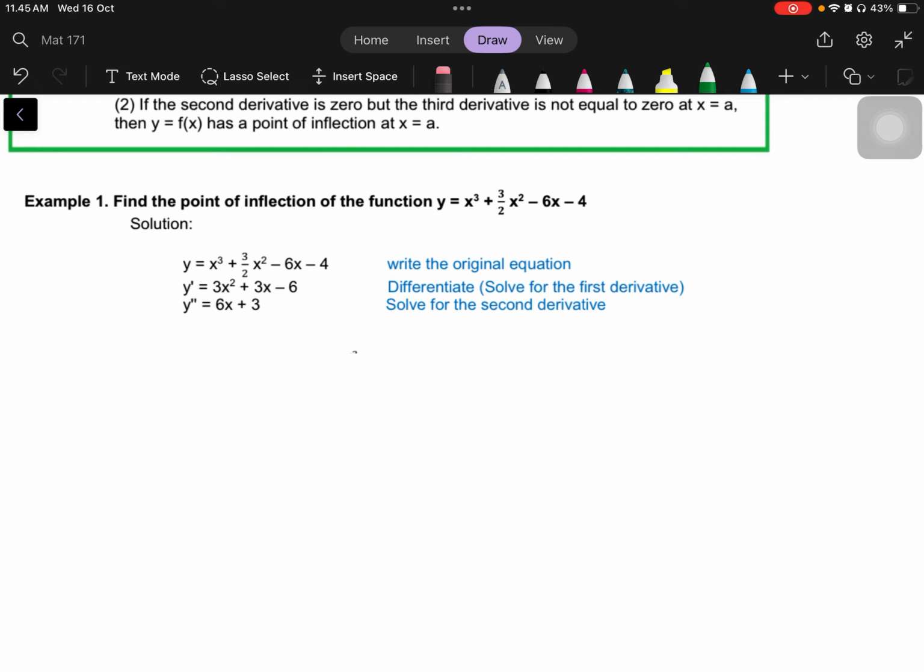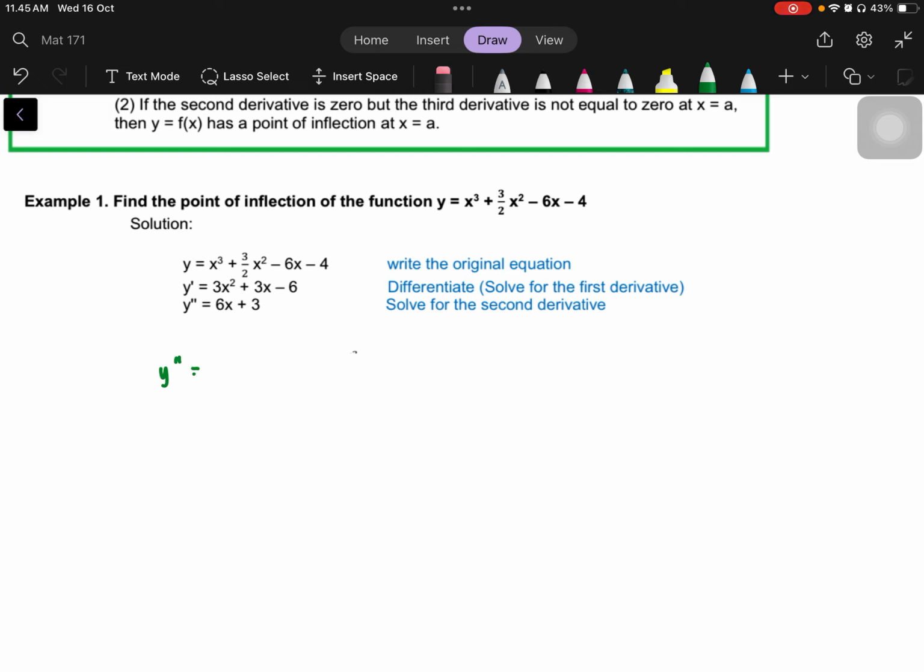Okay, so now let us use the equation natin. We have, find the point of inflection of the function y is equal to x cubed plus 3 halves x squared minus 6x minus 4. So, same pa rin. Kung papansin niyo, it is the same na ginamit natin sa example number 1. So, nakuha na natin siya actually. y is equal to x cubed plus 3 halves x squared minus 6x minus 4. And ang nakuha natin na y prime, or the first derivative, is 3x squared plus 3x minus 6. And then, yung ating y double prime is 6x plus 3.